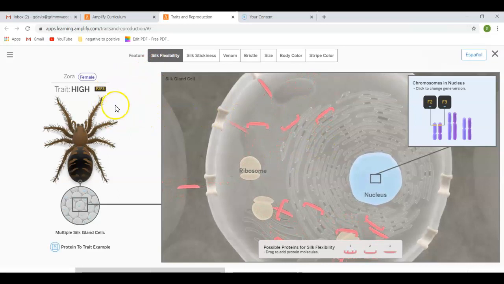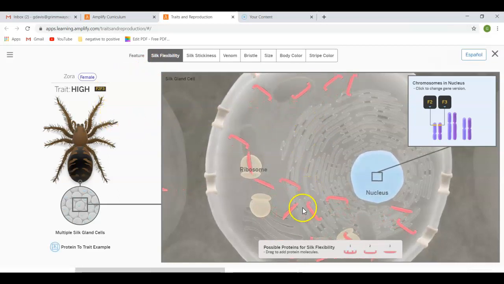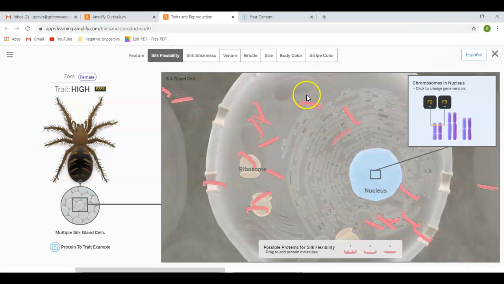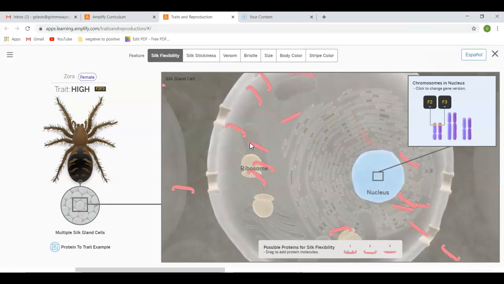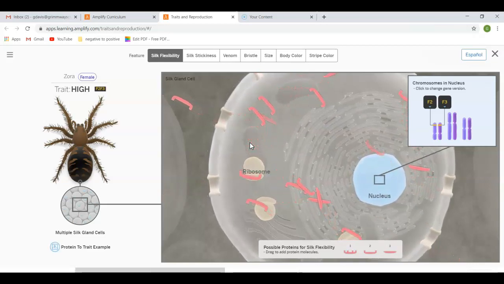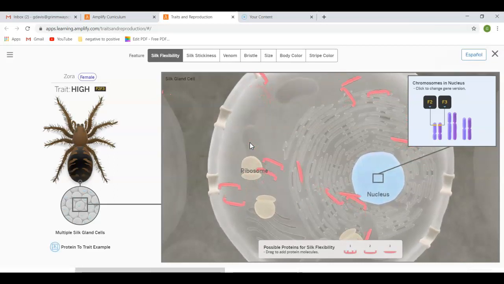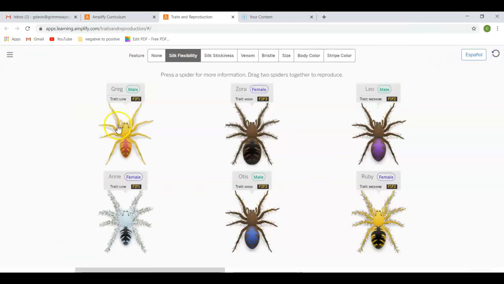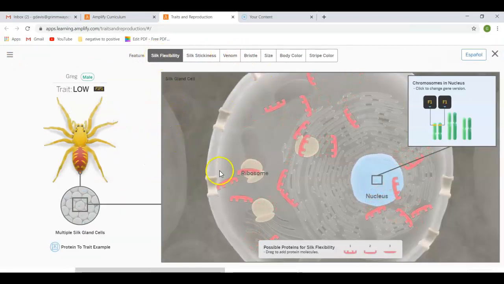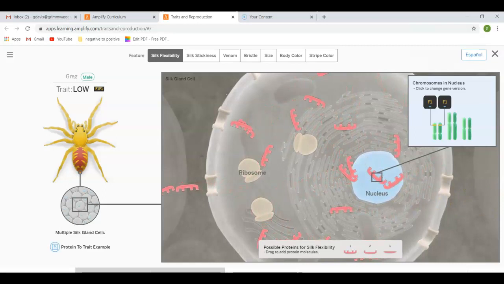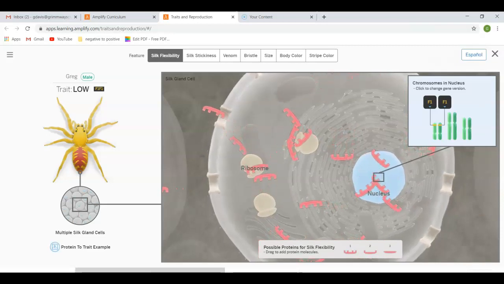So here, if we're looking at silk flexibility with Zora, we see that she is producing 2 types of protein for the silk flexibility. You guys might want to use a piece of paper to write down your findings so that you don't get lost and confused. So I would just write down Zora equals 2 proteins for silk flexibility. And then I will exit this part and go to Greg. Just looking at silk flexibility, how many does Greg make? Oh, I only see 1 type of protein, so I'll put Greg equals 1 protein for silk flexibility.